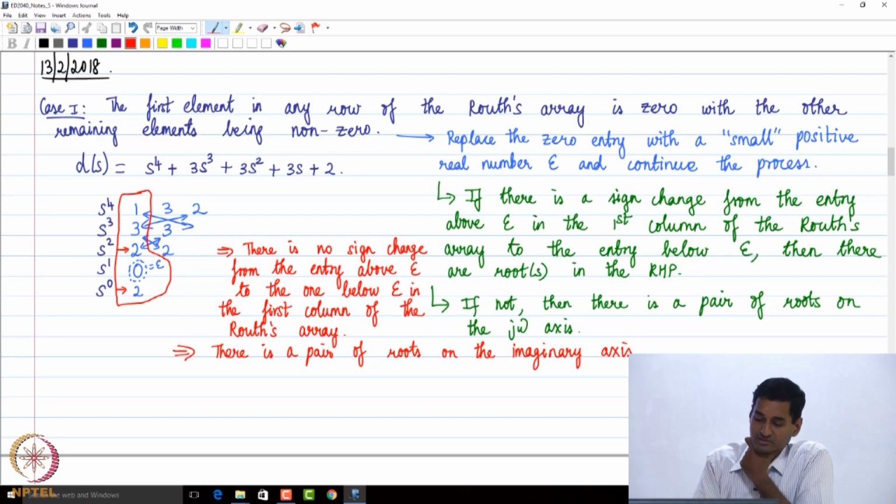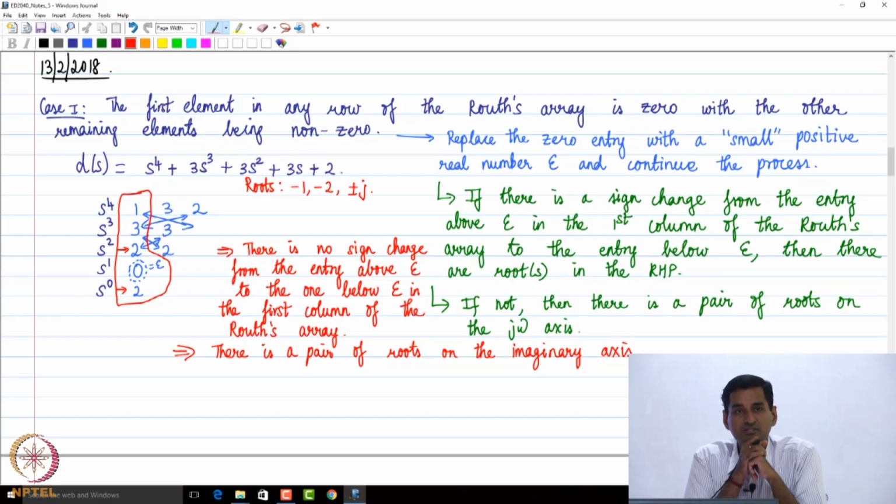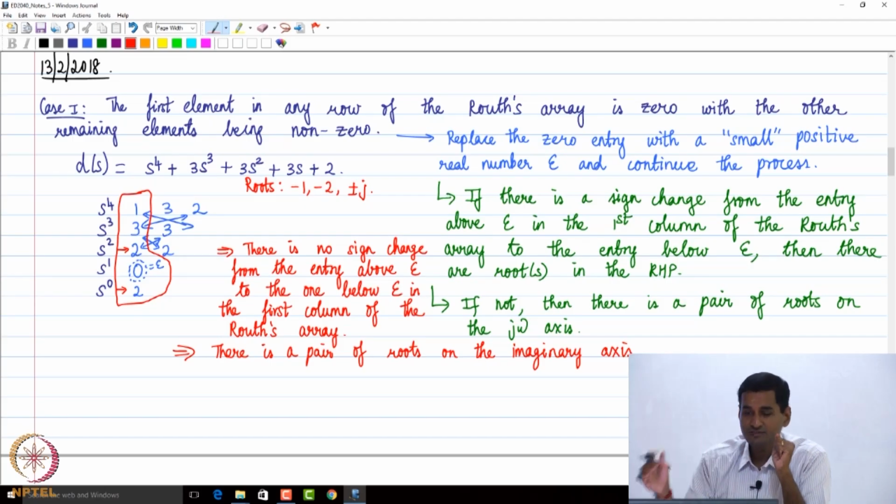Okay, and it so turns out that if you calculate the roots of this polynomial, the roots are -1, -2 and plus or minus j. So you can see that out of the 4 roots, there are 2 roots on the j omega axis, the remaining 2 roots are in the left half plane, right. So without even solving for the polynomial's roots, we can get the distribution of roots. That's what we are interested in to begin with. So that's the first special case. I hope it's clear to everyone what we did.